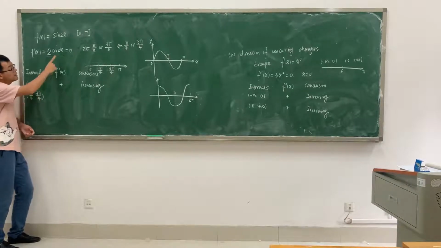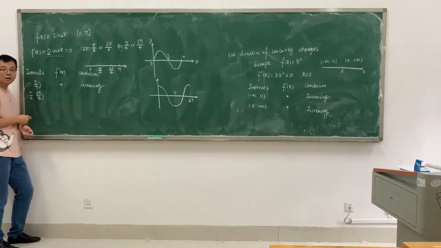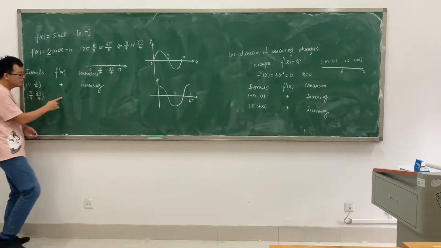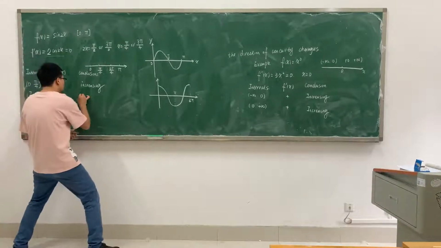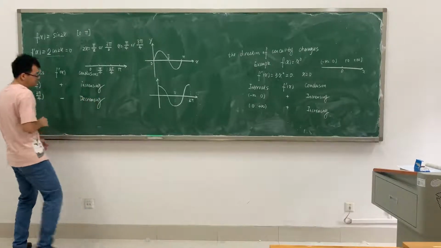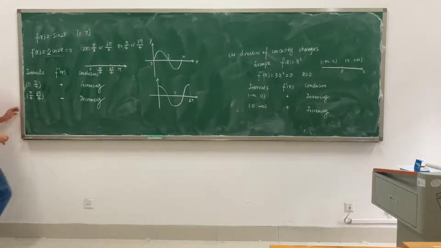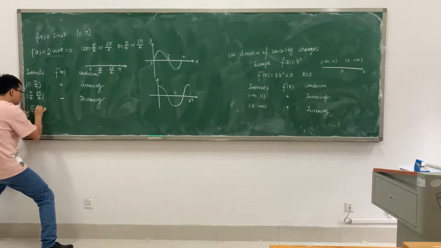1/2 pi, and here 2 times 1/2 pi. 2 times 1/2 pi is pi. Cosine pi is -1. So here is minus, so here is decreasing. And the third interval here is 3 pi by 4 to pi.